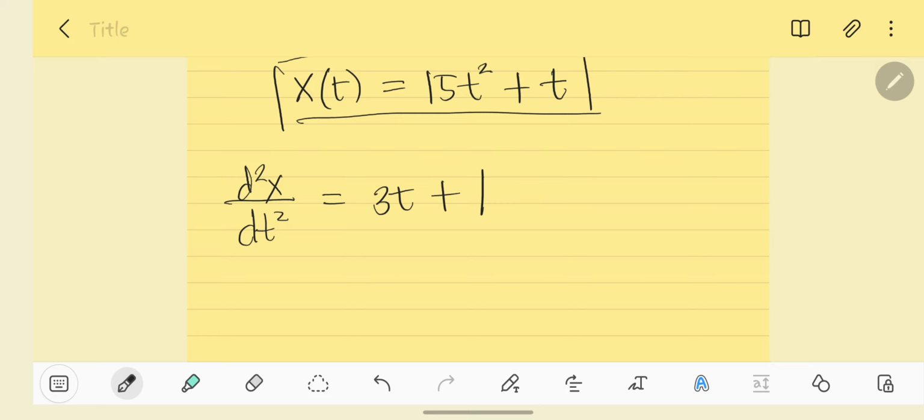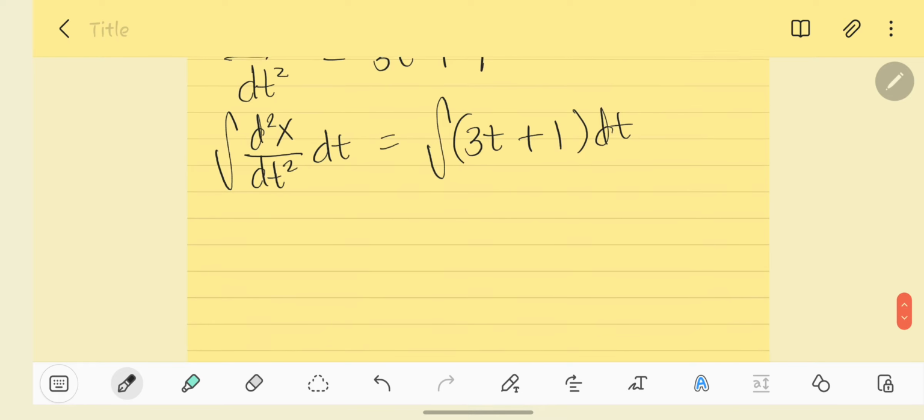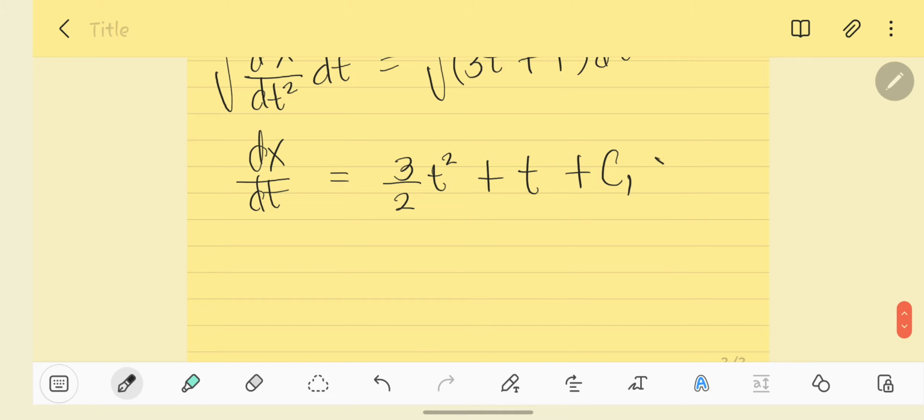We try to integrate both sides with respect to t. So the integral of d squared x over dt squared dt is equal to the integral of 3t plus 1 dt. Now we should get dx over dt is equal to 3 halves t squared, since the integral of 3t is 3 halves t squared, plus the integral of a constant 1 is t, plus c1. So don't forget the constant. After we have integrated the equation, this is your first derivative.